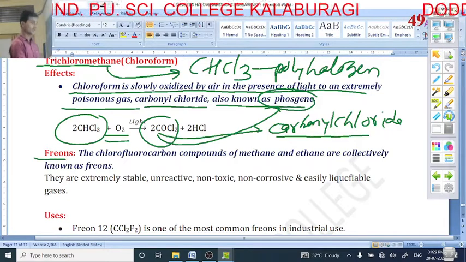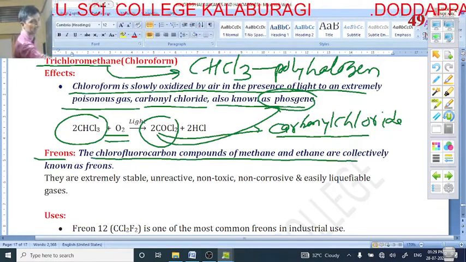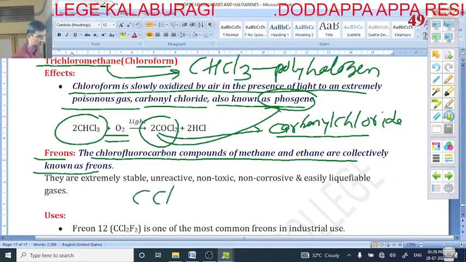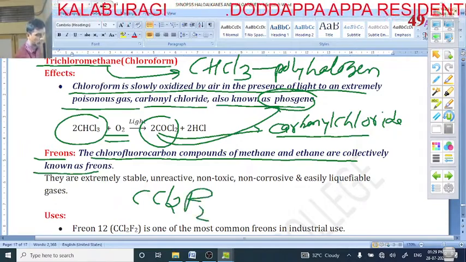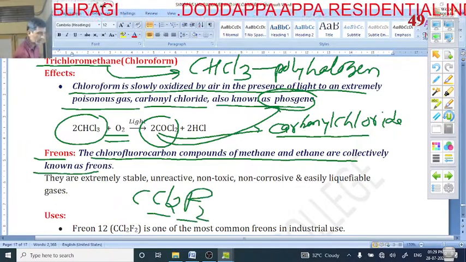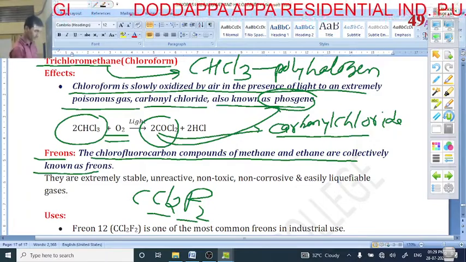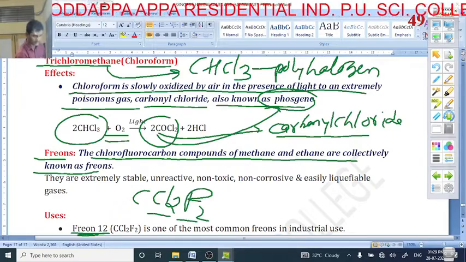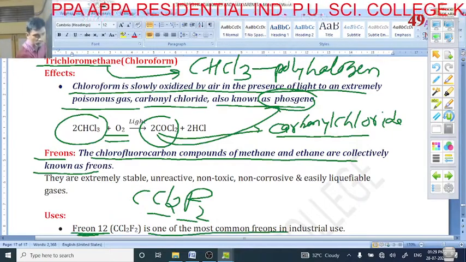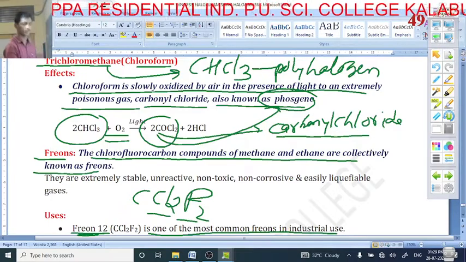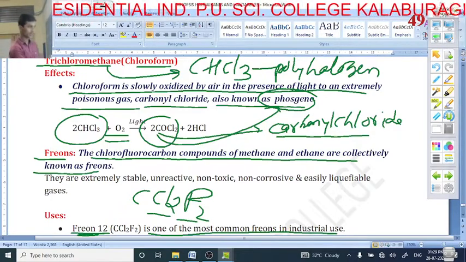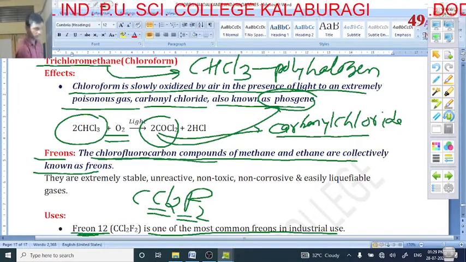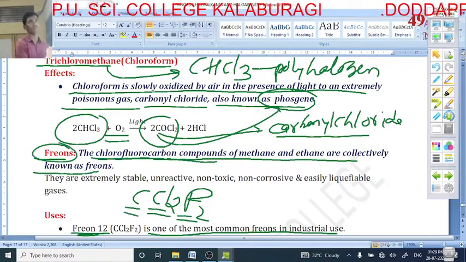Next, what are freons? The chlorofluorocarbon compounds of methane and ethane are collectively known as freons. CCl2F2 is one of the most common freons in industrial use. Freons are nothing but fluorocarbon compounds.